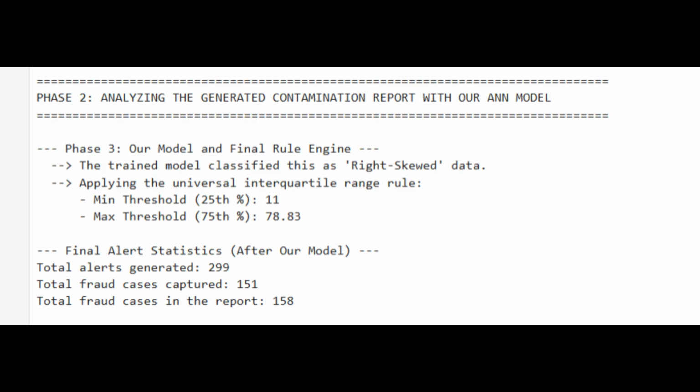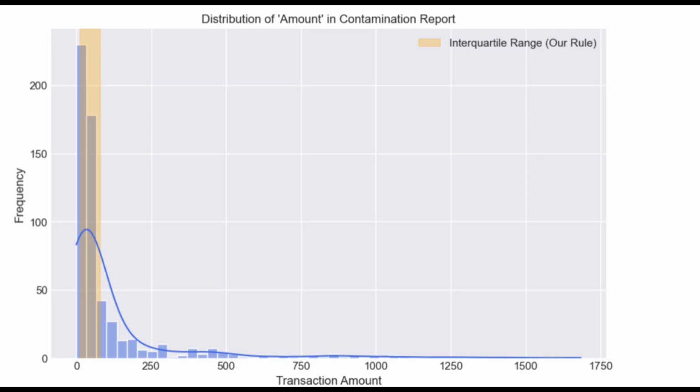But we didn't stop there. An alert is just data. We needed a system to turn that data into actionable intelligence. We analyzed the distribution of transaction amounts within our new report. Using advanced statistical concepts like kurtosis along with fundamental metrics like mean, median, and interquartile ranges, we created a theory about the data's core distribution. In this case, it was a right-skewed pattern.